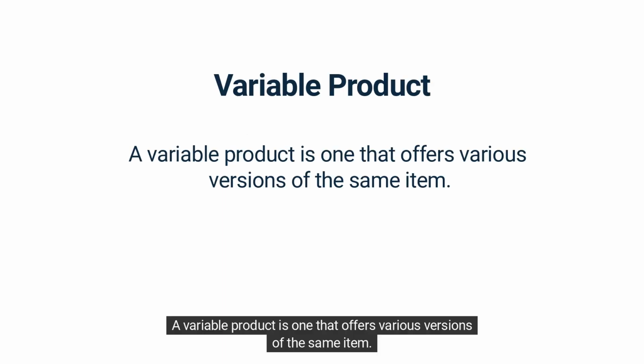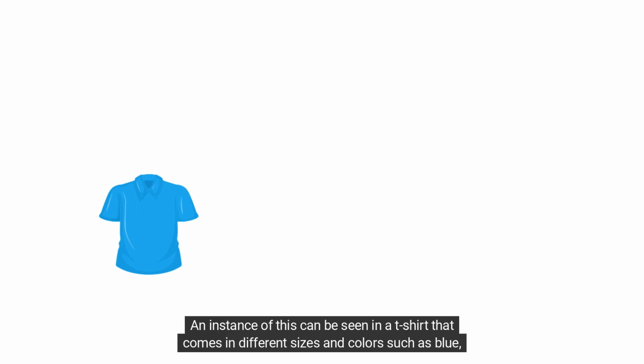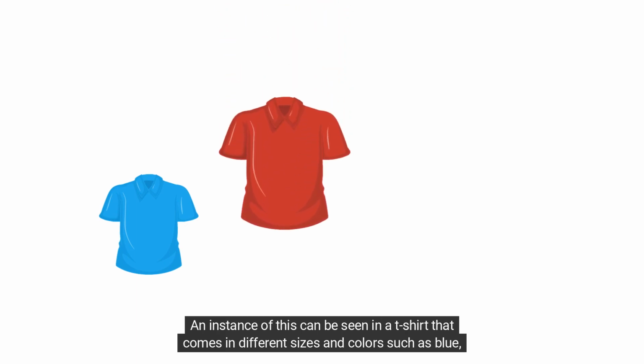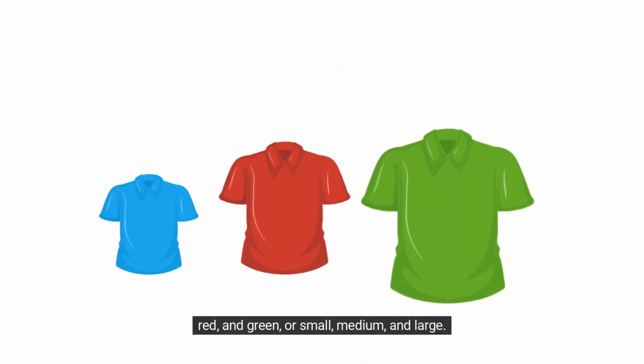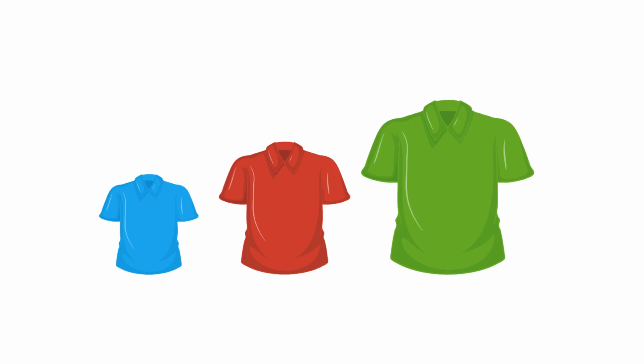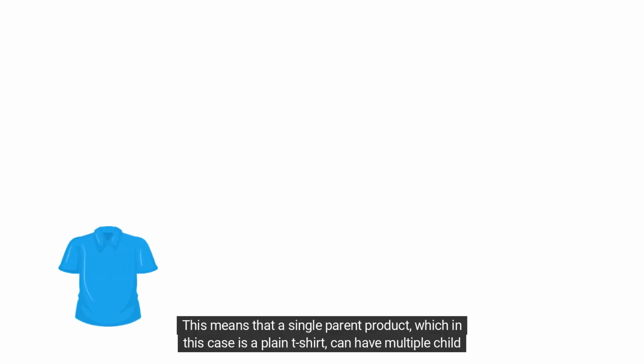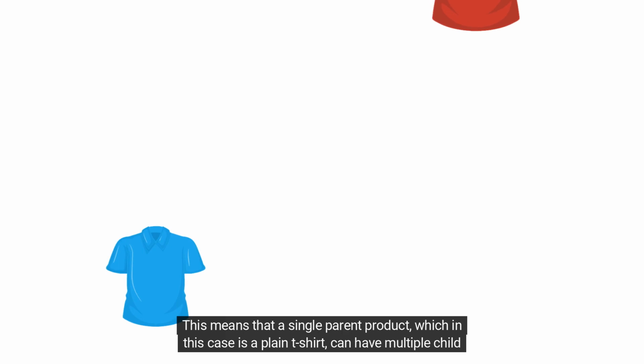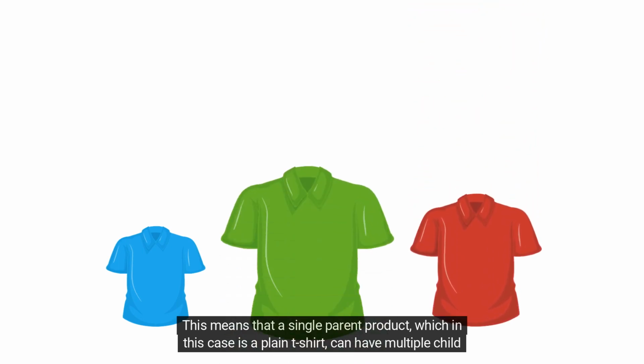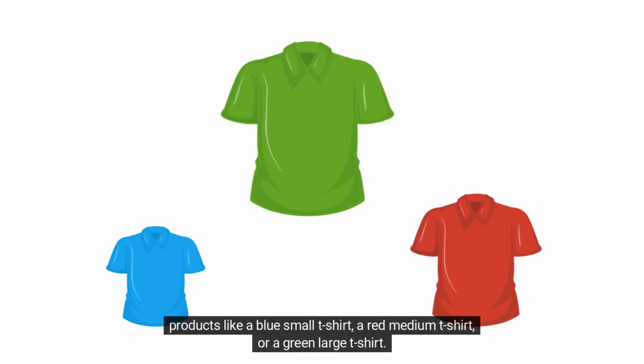A variable product is one that offers various versions of the same item. An instance of this can be seen in a t-shirt that comes in different sizes and colors, such as blue, red, and green, or small, medium, and large. This means that a single parent product, which in this case is a plain t-shirt, can have multiple child products, like a blue small t-shirt, a red medium t-shirt, or a green large t-shirt.